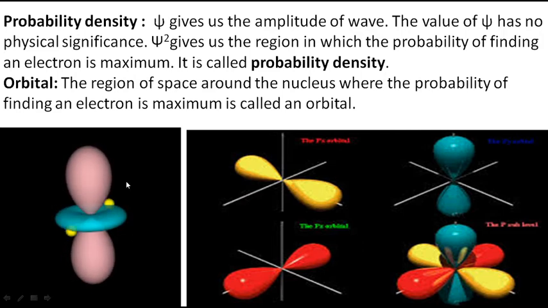Okay, so in p orbital, we have three orientations: px, py and pz. If the orbital is oriented in the y direction, then it is the py orbital. If it is in the z direction, it is the pz orbital. If it is in the x direction, it is your px orbital. Okay, you know the x, y and z axes.